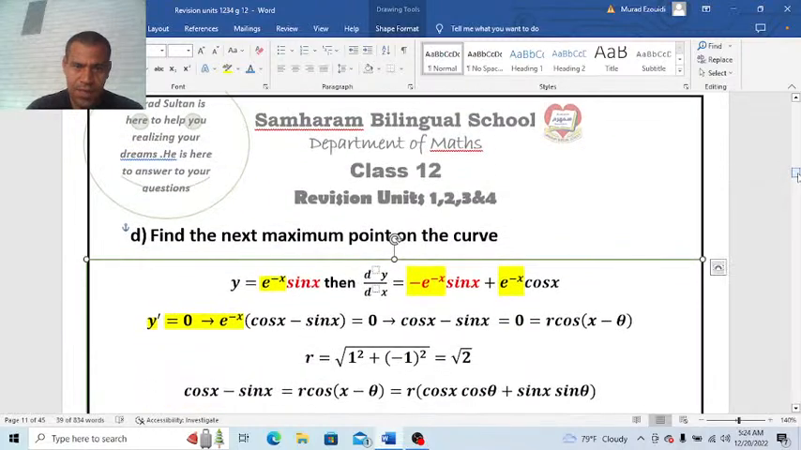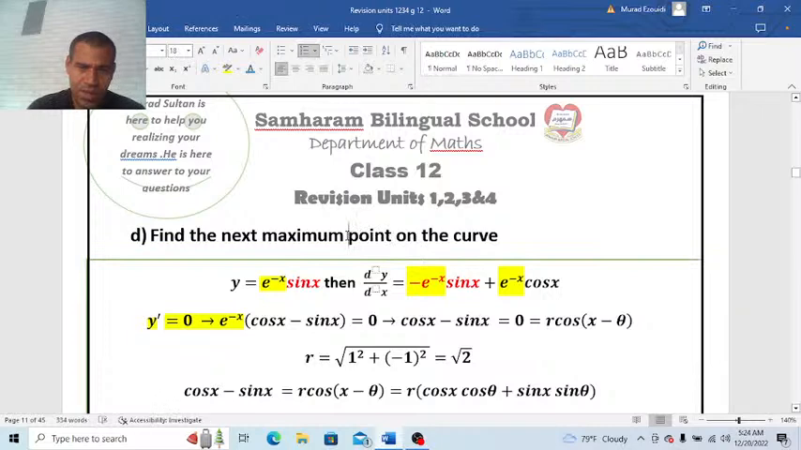So here find the next maximum point. So find the next minimum.